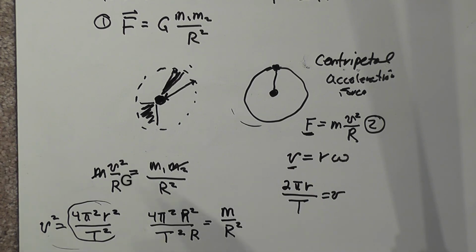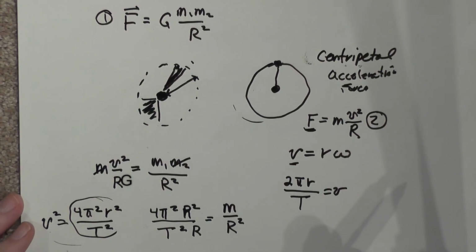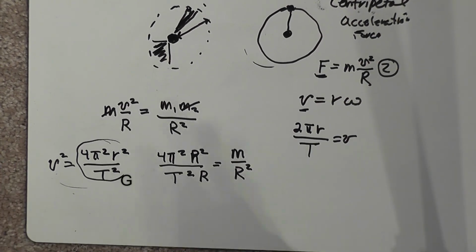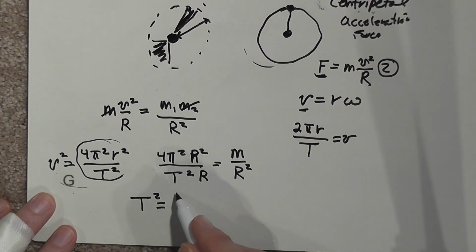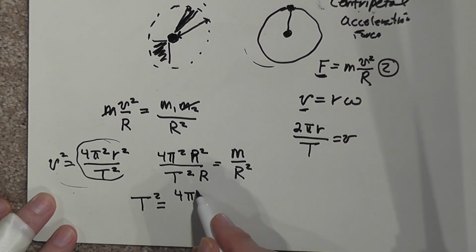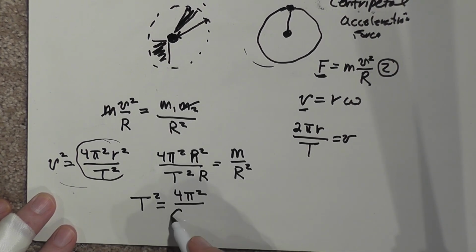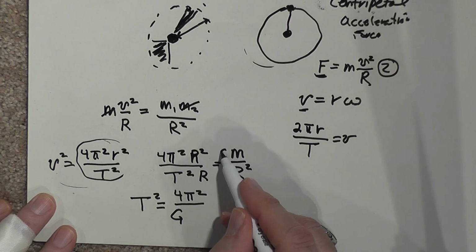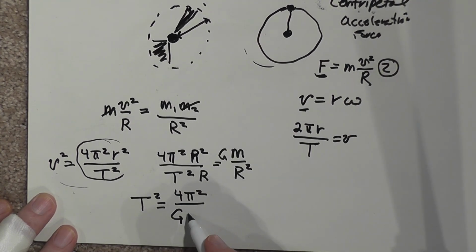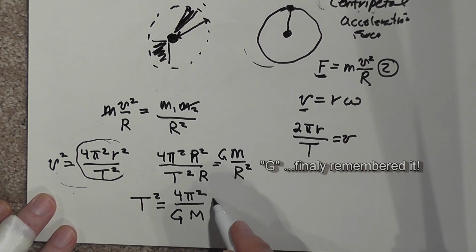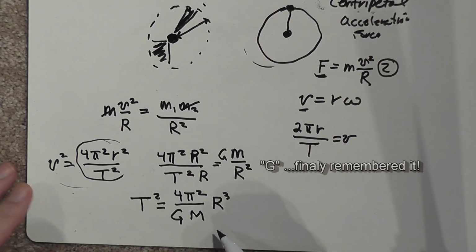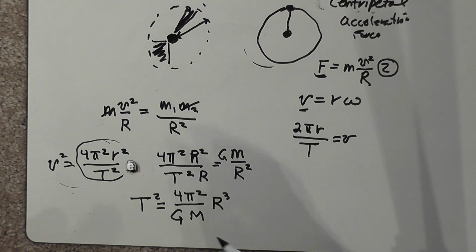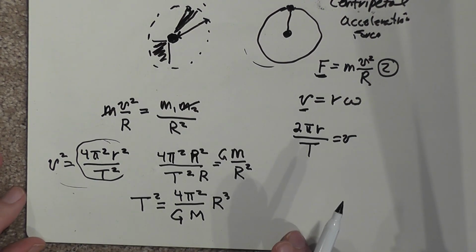So now we need to solve and make it an expression that is going to look like this: the period squared is equal to 4 pi squared divided by the gravitational constant times the mass of the primary planet, and all this times R cubed, and that is the distance of the satellite from the primary planet, from center to center.